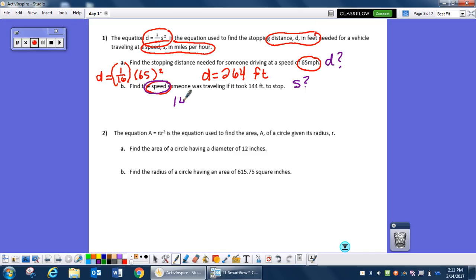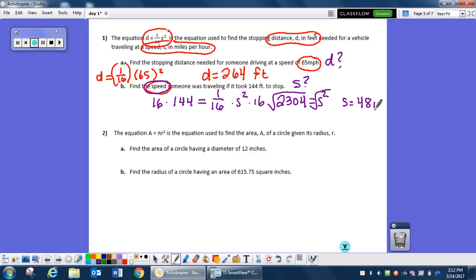So if we do 144 equals 1/16 times s squared. To get rid of this 1/16, we multiply both sides by its reciprocal, so times 16. Hopefully you realize that 144 times 16 is 2,304 equals s squared. And in order to solve for that, to undo the square, you have to square root. So we get s equals 48 miles per hour.